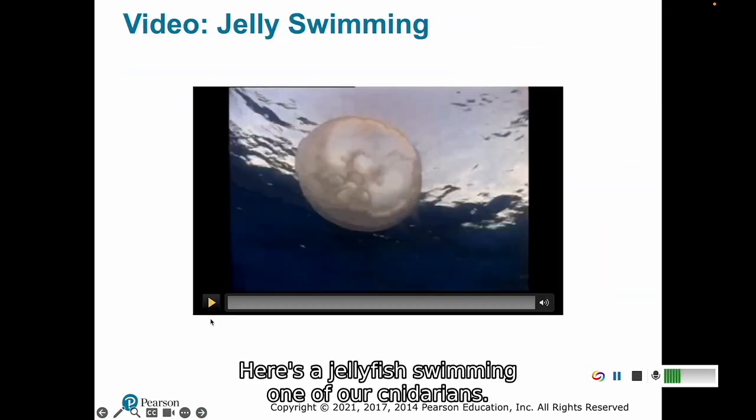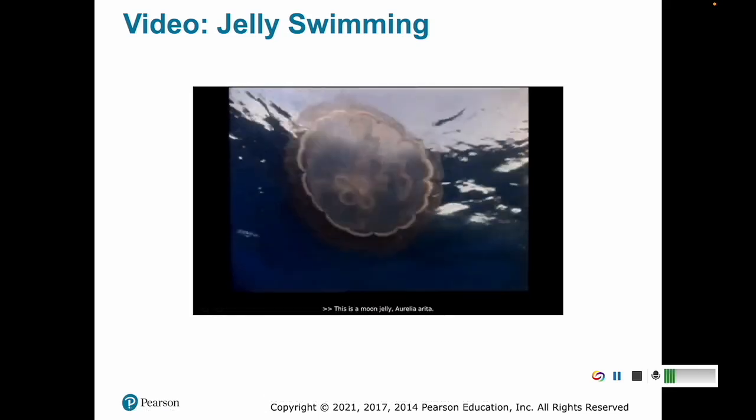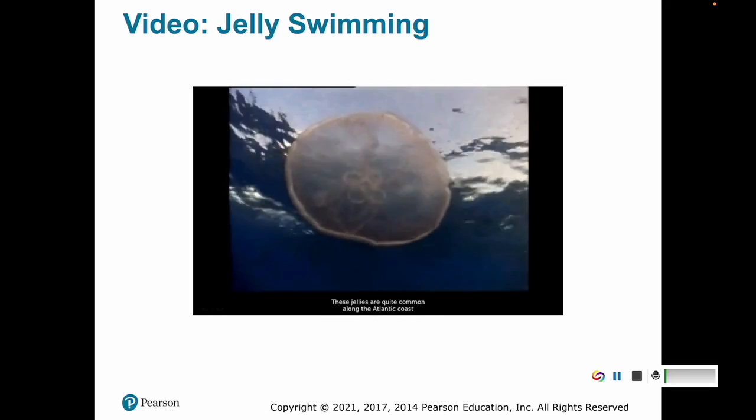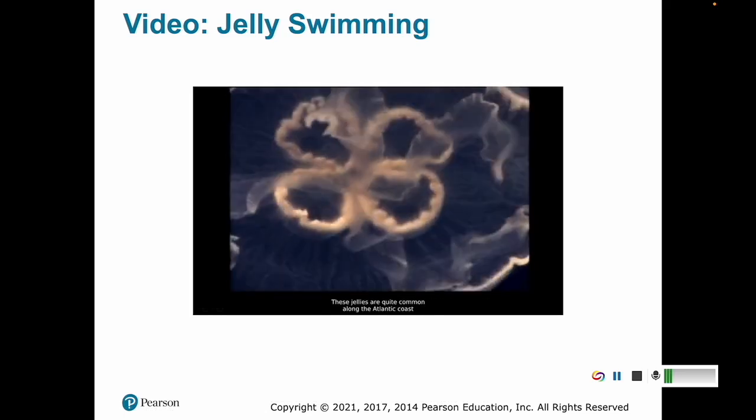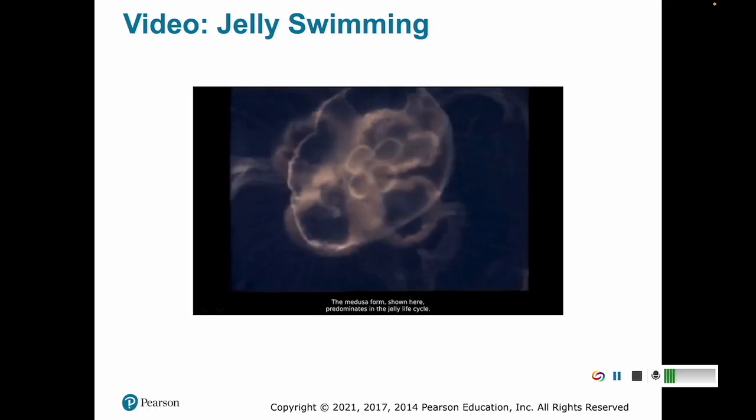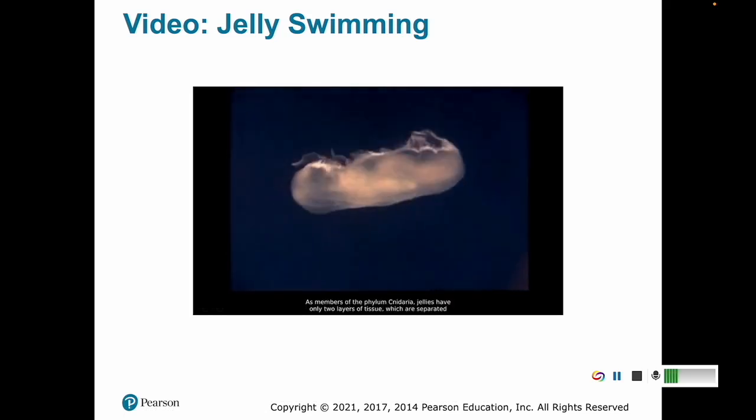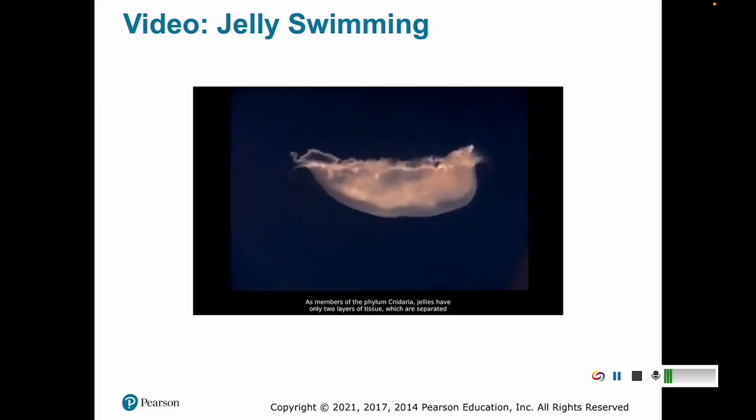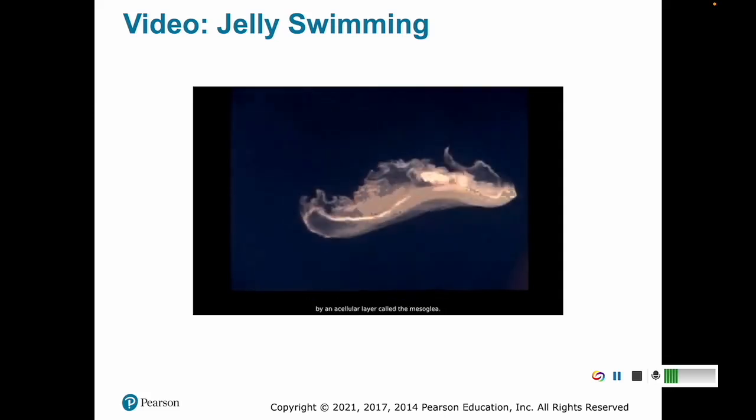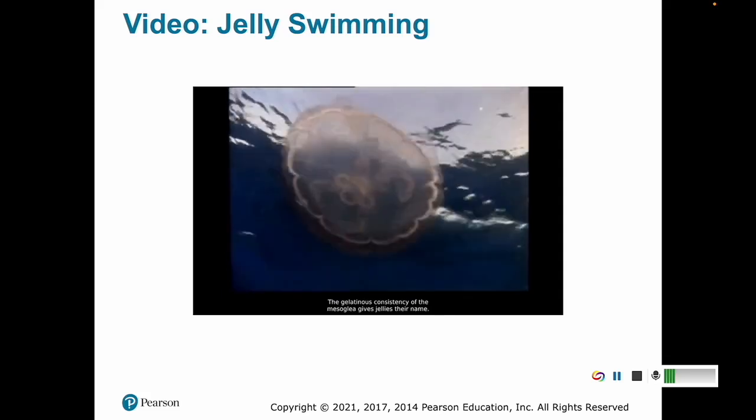Here's a jellyfish swimming, one of our cnidarians. This is a moon jelly, Aurelia aurita. These jellies are quite common along the Atlantic coast of the United States and the Bahamas. The medusa form, shown here, predominates in the jelly life cycle. As members of the phylum Cnidaria, jellies have only 2 layers of tissue, which are separated by an acellular layer called the mesoglea. The gelatinous consistency of the mesoglea gives jellies their name.